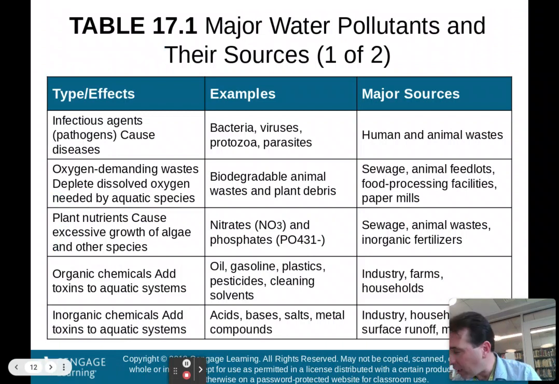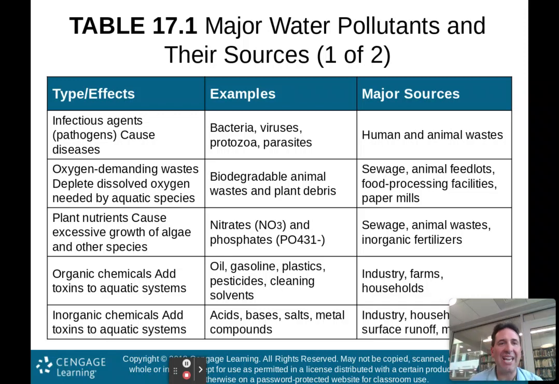All right, so got a couple of tables here you need to look at. These are major water pollutants and their sources. I would definitely have a general idea of this chart. You're going to see the second page coming up in just a second. So again, let's just take a look. We have type and effect, an example, and the source of that pollution.